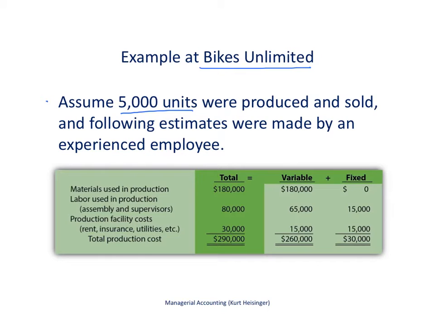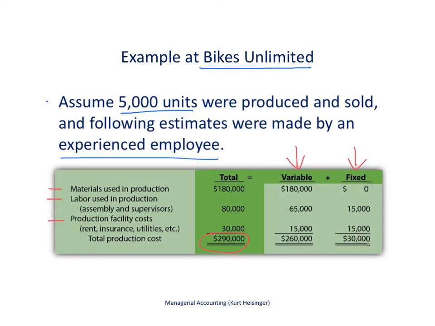We're using historical information. Let's assume that we're looking at this past year's historical information and that we produced 5,000 units. We have an experienced employee looking at the books, and again, back in time, for our production department. We're focusing on the production department here in this example. And this experienced employee looked at the books and determined that we had materials that were used in production, labor used in production, and some production facility costs. The total costs were $290,000. What this employee is going to do then is to take that $290,000, analyze the accounts, and determine how much of that $290,000 was variable and how much was fixed.